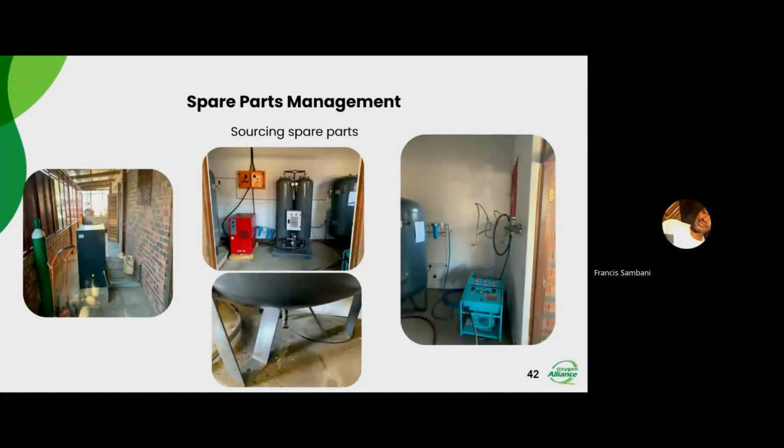So this is a good example of spare parts management, making sure that you're in control of your spares. So this is from a hospital that I've mentioned before, Maluti SDA Hospital. So these were donations, and it was hard for them to get parts for this PSA plant. So what happens, like you can see the booster compressor on the far right, it was hard to get spares for that. And also I talked about the arrangement of this plant.